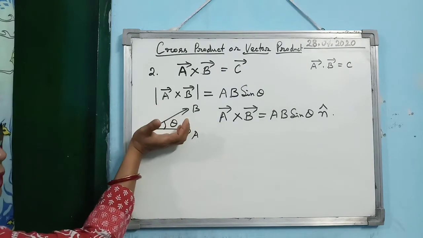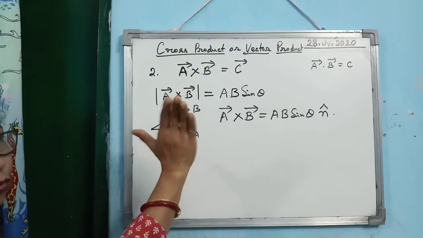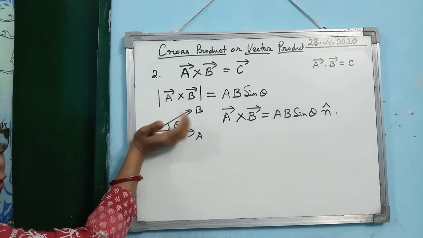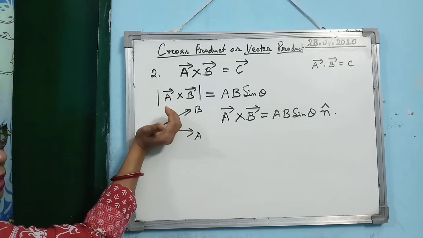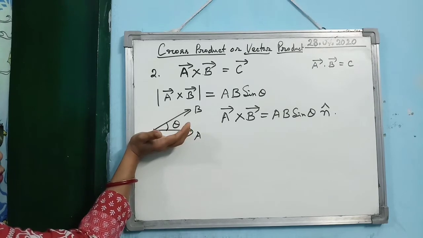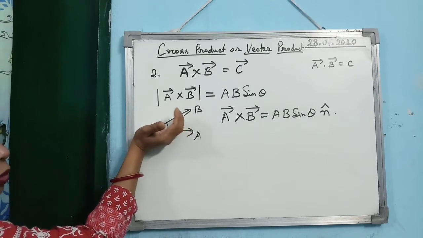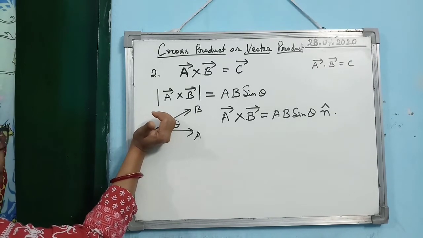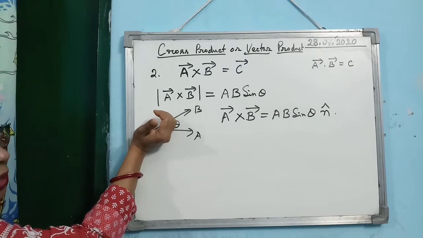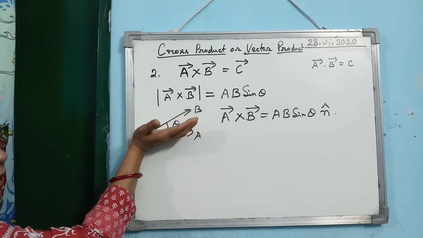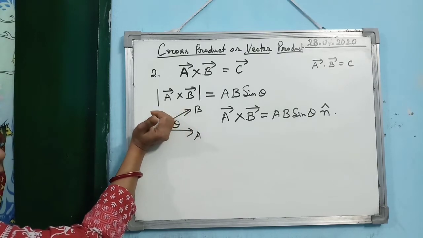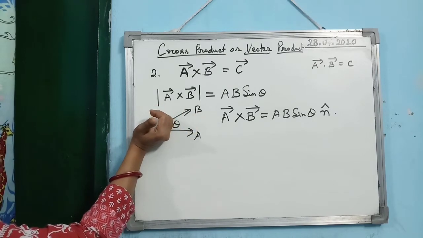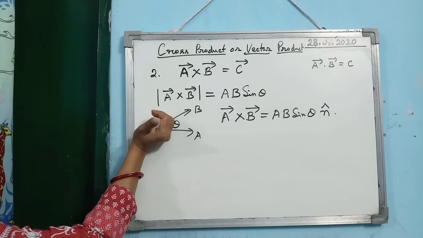You see how I am setting my right hand four fingers. These are the four fingers, excluding the thumb. You set your four fingers from A to B, from the first vector to the second vector. I have set my four fingers of the right hand from the first vector to the second vector. Then the thumb is giving the direction of A cross B. I repeat, set your four fingers of your right hand from the first vector to the second vector, along the first vector, then you fold it like this. Then the thumb is giving you the direction of A cross B.